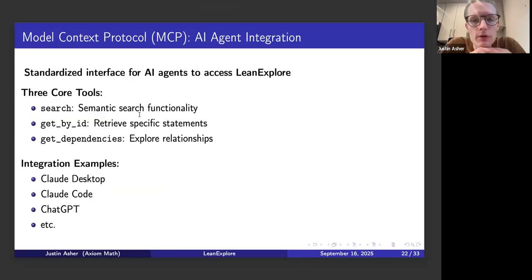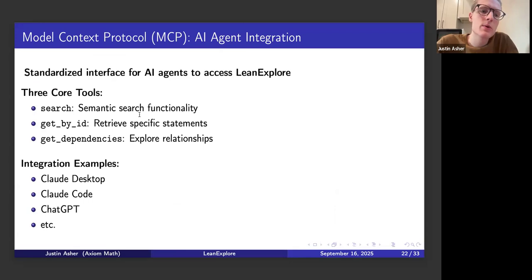Okay, so for LeanExplore, there's three main tools that I gave the AI. I gave it the ability to search. So this meant they can semantically search things. And when it semantically searched for something, you could also get the dependencies. So this would tell you what are all the statements that this thing is dependent on. And then it would also be able to get by ID.